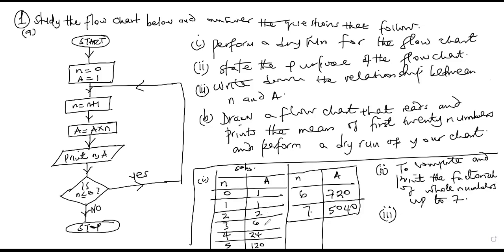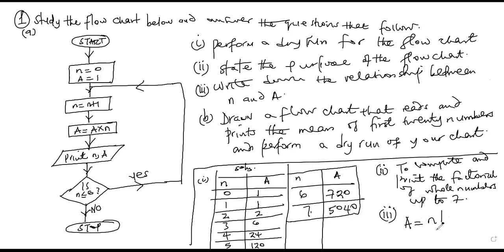To get a, we take the factorial of n. So you'll just say a is equal to n factorial. As simple as that. So that is what is required. Then part B, they're saying that draw a flow chart that reads and prints the mean of first 20 numbers and perform a dry run for your chart.